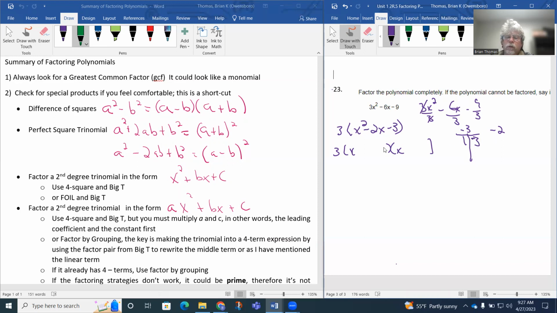So that completes the last piece of the puzzle. There's not any other options. So we have to have a +1 here and a -3 here, and that would be the complete factorization of that trinomial.